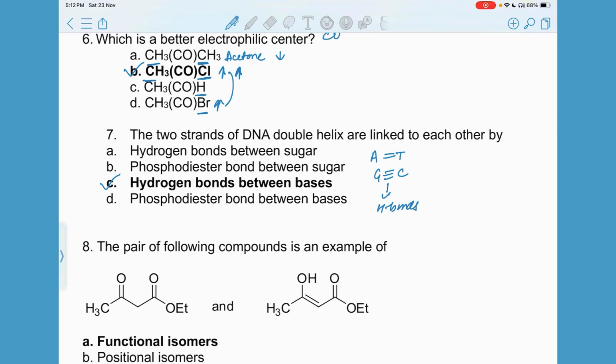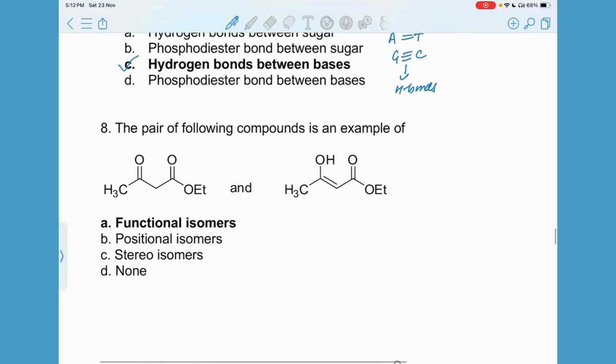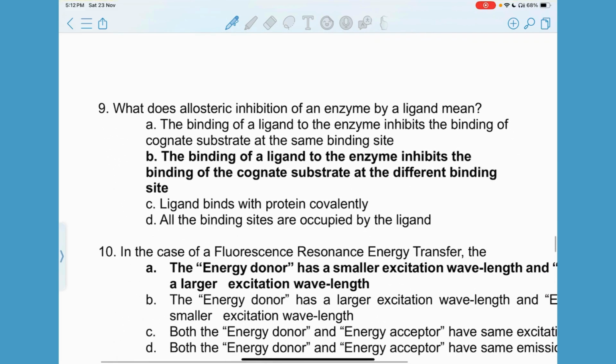Again, this is because of the functional group change here. These are functional isomers. Coming to the ninth question.